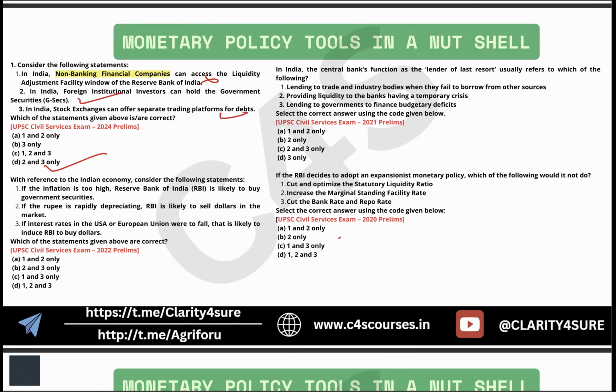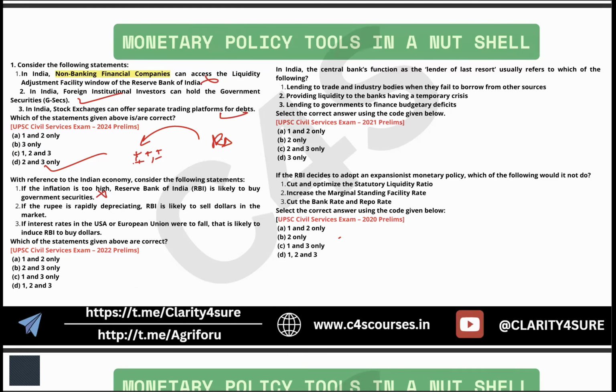With reference to the Indian economy, consider the following. If inflation is too high, RBI is likely to buy government securities. If inflation is already high, there is too much money in the market. Why would RBI buy and again impound money into the system? So this is absolutely wrong.